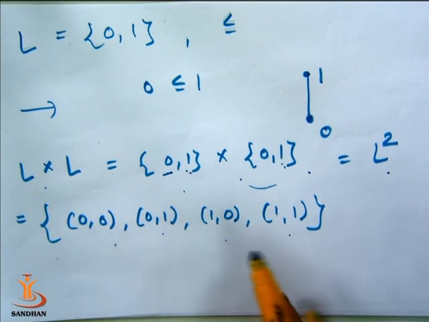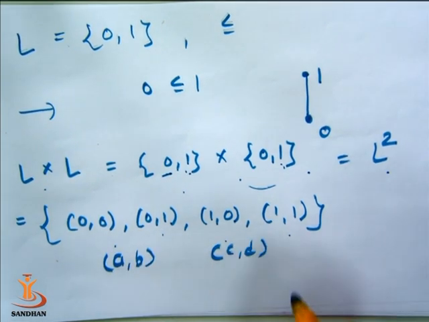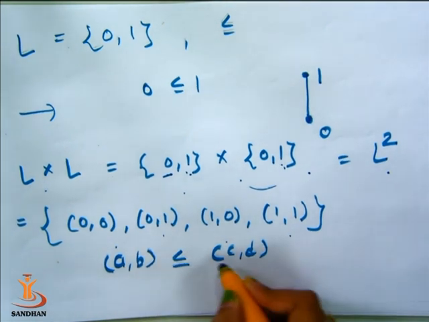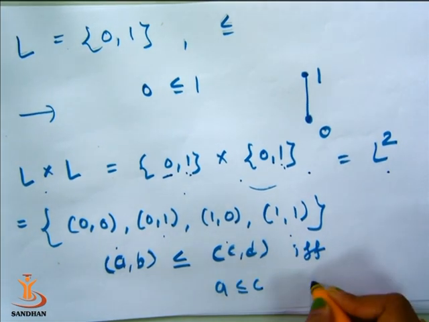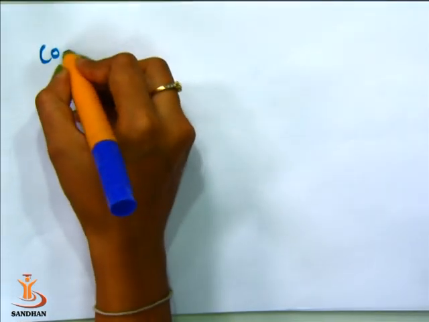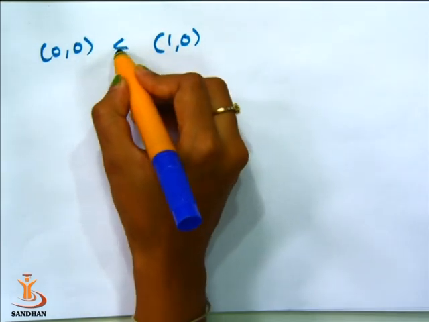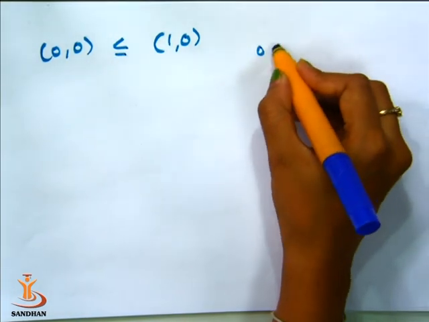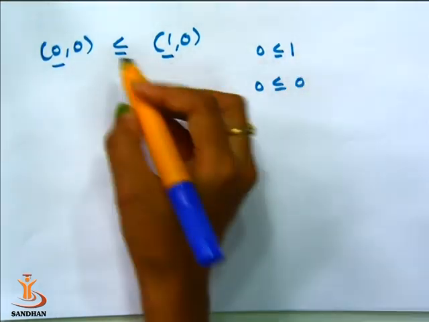So we have to define here: if (A, B) and (C, D) are two elements of ordered pairs, then (A, B) is related to (C, D) if and only if A is related to C and B is related to D. That means here we have elements (0, 0) and (1, 0). (0, 0) and (1, 0) are related if and only if 0 is related to 1 and 0 is related to 0.